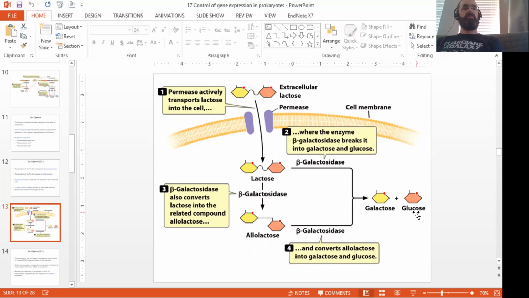glucose is the best. Oh, hello, Jasmine. Where she is hiding.